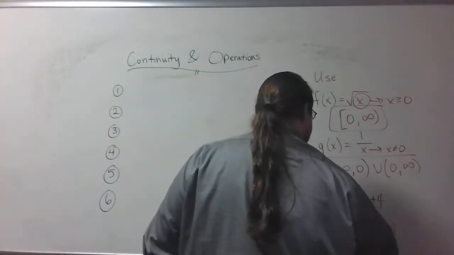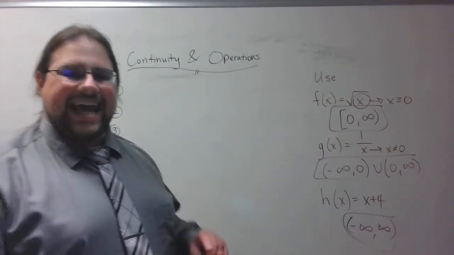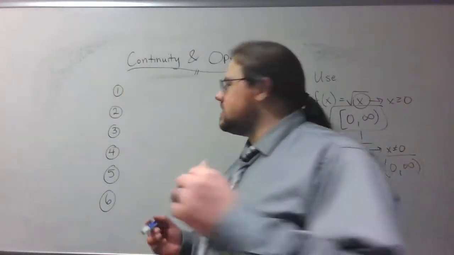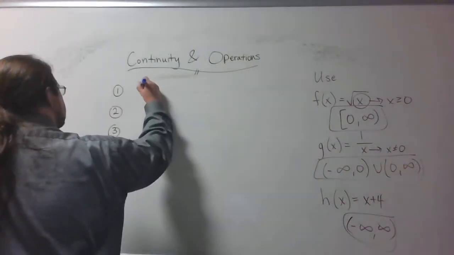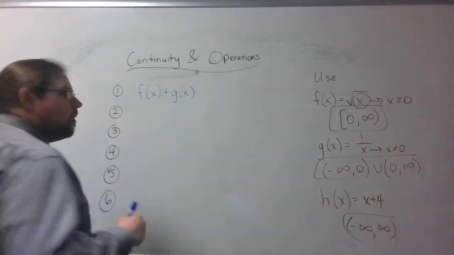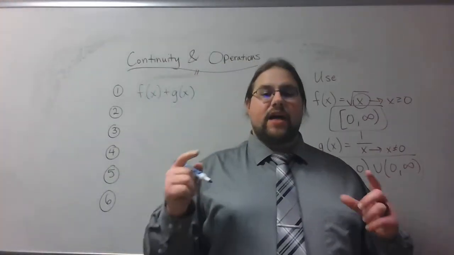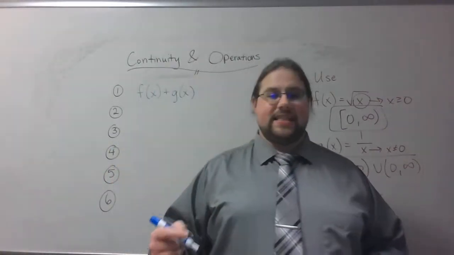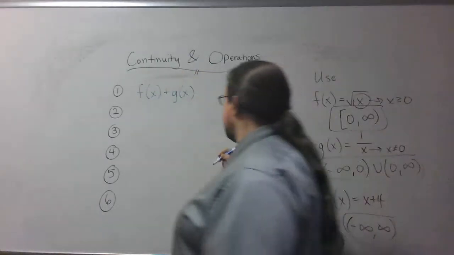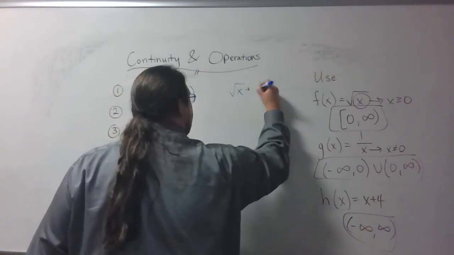Now that I've got this information underway, this is what I'm going to be looking at in a hot second. I'm going to talk about some operations that I can do and how continuity is affected. So, for instance, the first operation I'm going to talk about is what happens if I add the functions. Well, that's going to maintain whatever continuity there was. So, for instance, in this case, if I were to add f of x and g of x, I'm going to add the square root of x plus 1 over x.